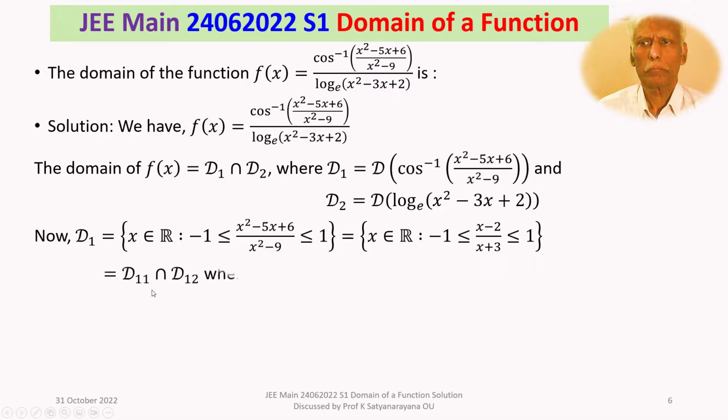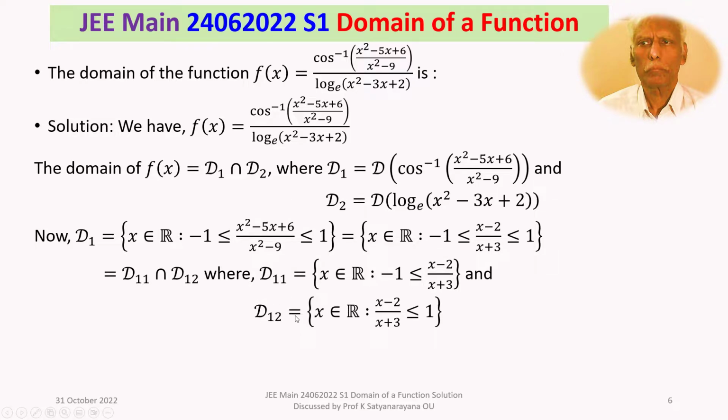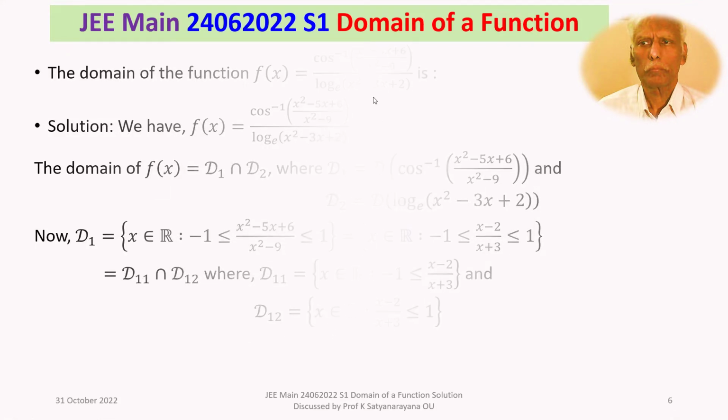Now this is further written as d11 intersection d12, where d11 is the set of all x belongs to R such that minus 1 less than or equal to (x minus 2) by (x plus 3), this part, and d12 is the other part. d12 is the set of all x belongs to R such that (x minus 2) by (x plus 3) is less than or equal to 1. So this interval minus 1 to plus 1 is broken into two pieces, and one is d11 and the other is d12. We continue in the next slide.